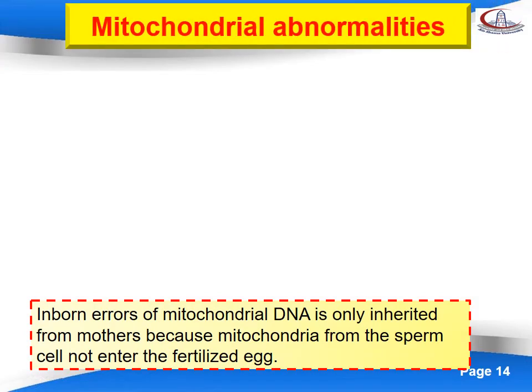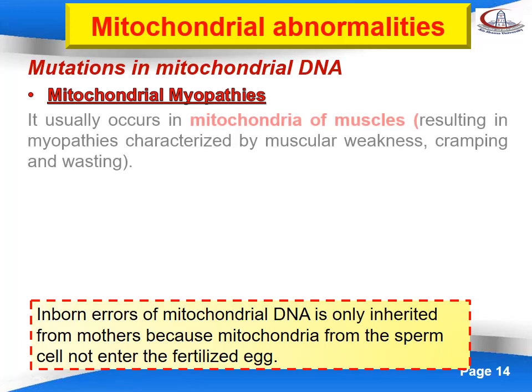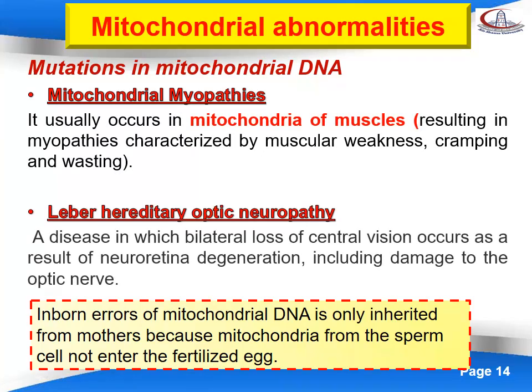What are the abnormalities of the mitochondrial genome? As I said, mutations in mitochondrial DNA are more common, about 10 times more common than mutations in nuclear DNA. There are two clinical disorders associated with abnormalities of mitochondrial DNA: mitochondrial myopathy and Leber hereditary optic neuropathy.